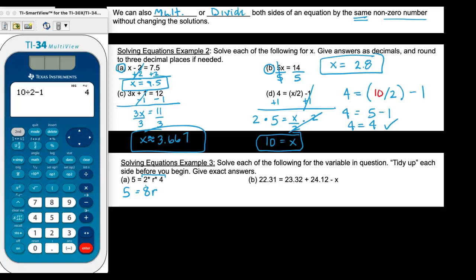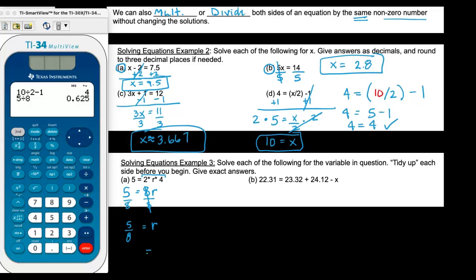Doing that allows us to solve using just one step now. So 8 times r, we're going to do the opposite. We're going to divide both sides by 8. So then the 8's cancel and we get r equals 5 divided by 8. And we can do that in our calculator since our directions say to round.